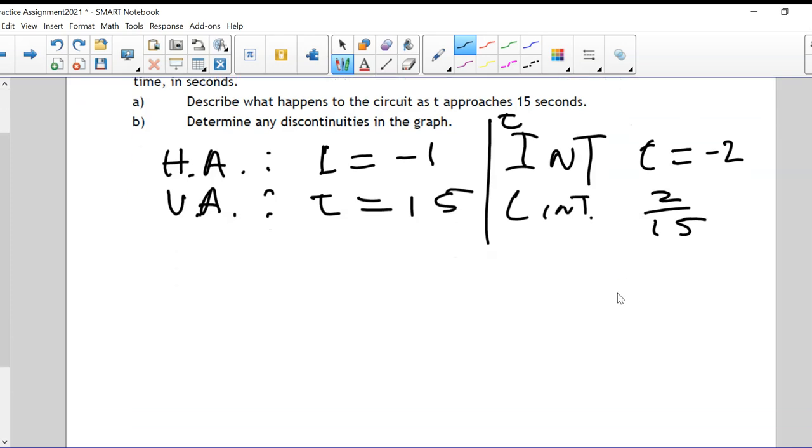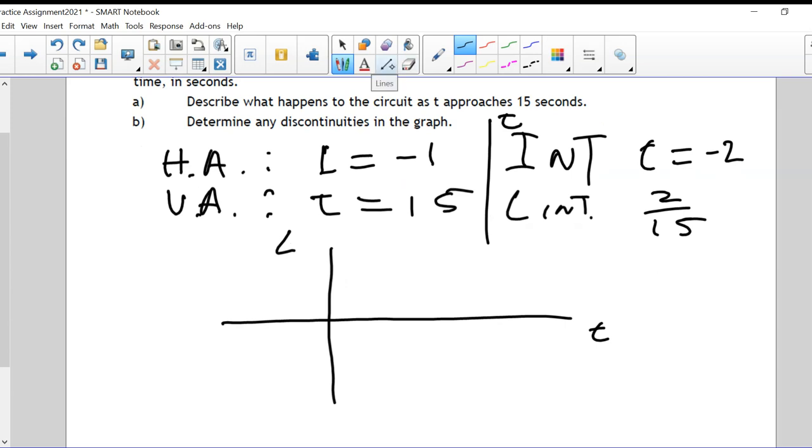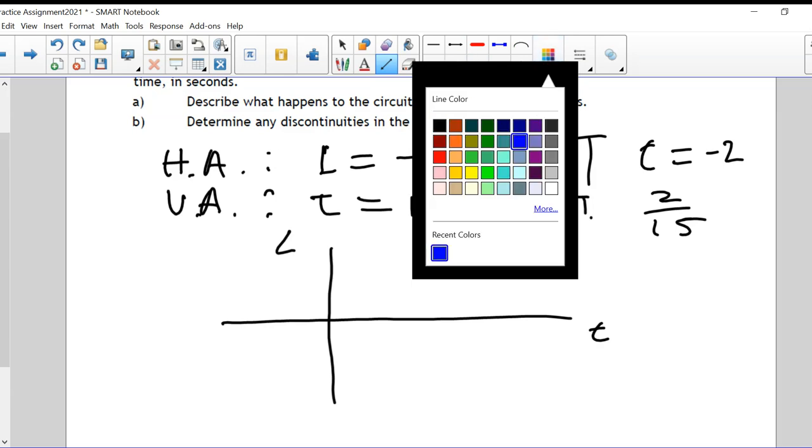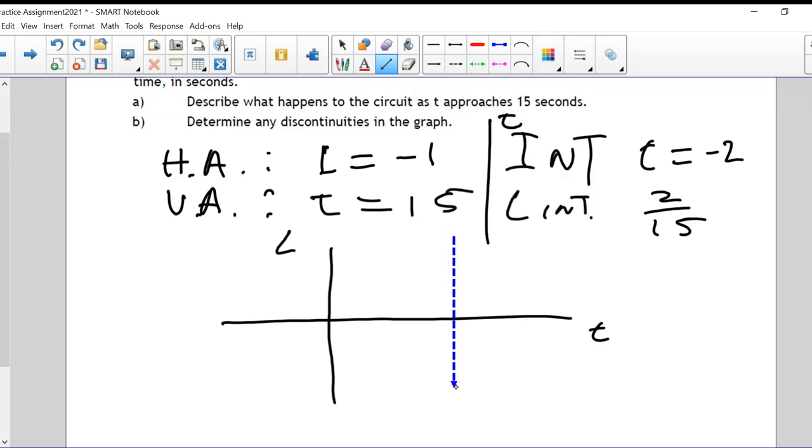Now, let me see if we can put this together. Let me put that VA in. Remember, this is our T-axis here, and this is our L-axis over here. I'm thinking that T equals 15 will be a line, so put a dotted line in for my asymptotes. Let's put one in around here. And -1 for the other asymptote should be somewhere about here.